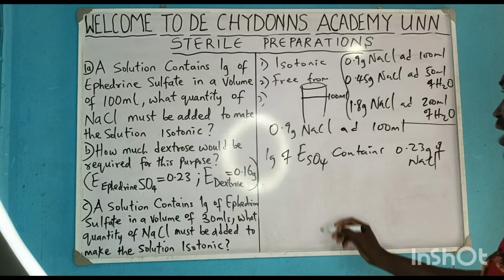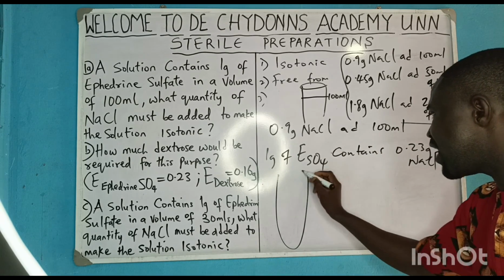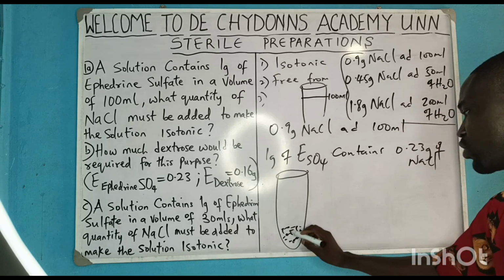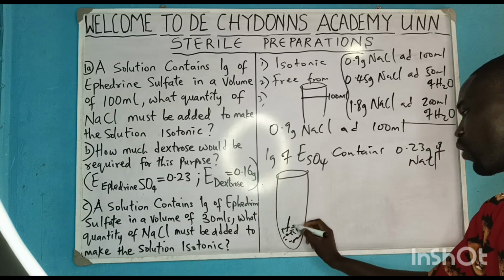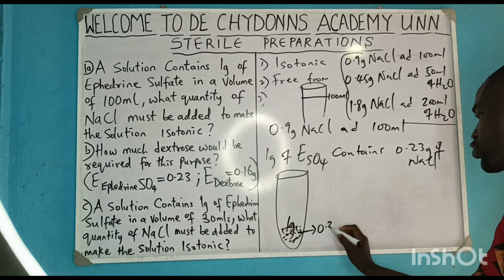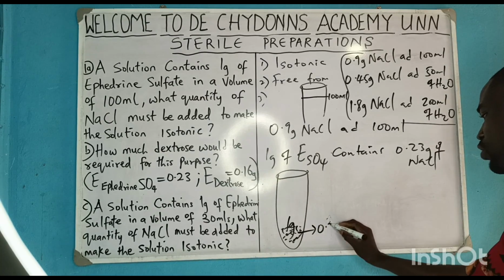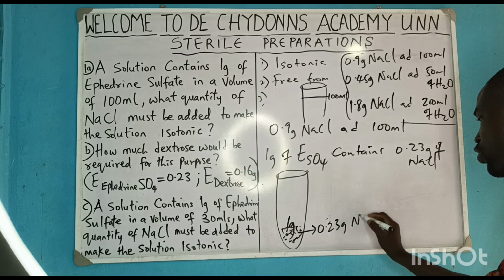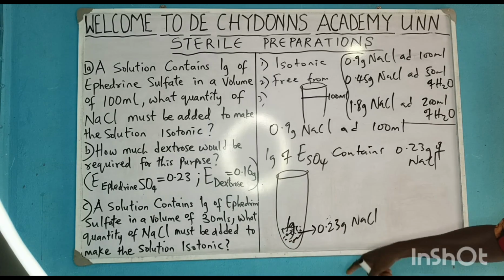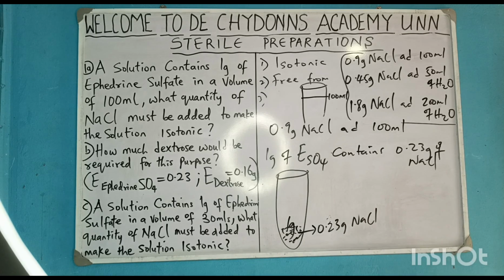What they are trying to tell you is that if you have this to be your ephedrine sulfate powder, look at your powder, ephedrine sulfate, that is 1 gram. This 1 gram contains 0.23 what? Gram of what? Gram of sodium chloride. That 1 gram you are seeing here of ephedrine sulfate contains 0.23 gram of sodium chloride.